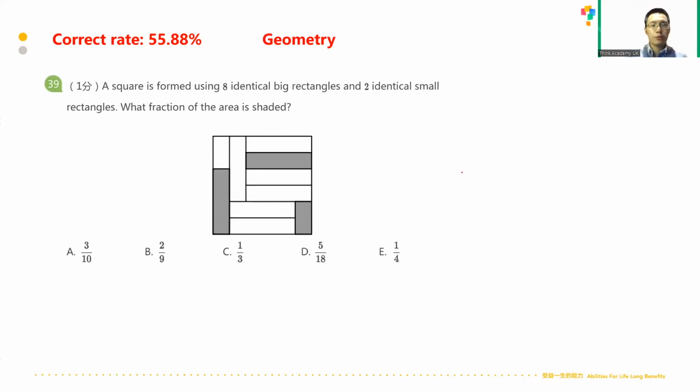Right, and then a geometry question. This is my favorite actually, because it is very elegant and beautiful. A square is formed using 8 identical big rectangles and 2 identical small rectangles. What fraction of the area is shaded? So we have 2 big rectangles and 1 small rectangle shaded.